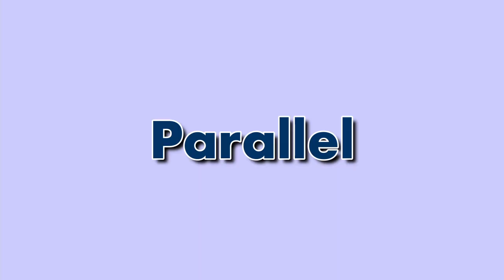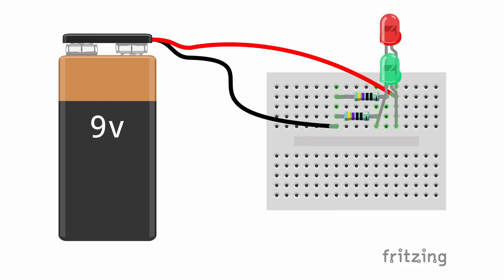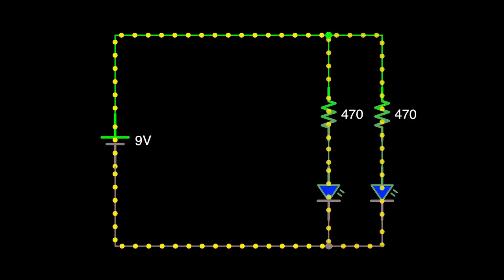Exactly. There's another way to connect components together. Do you remember what that's called? In parallel, like when we measured voltage. Yeah, so parallel is different than serial in that there are branches in the wires so that the electricity has more than one path to take.